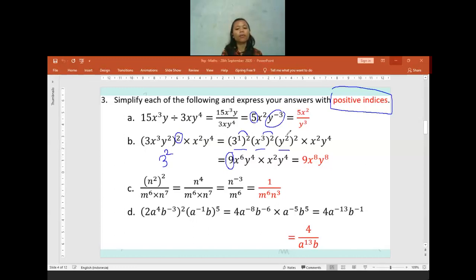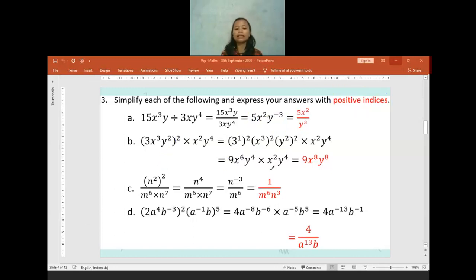For the y to the power of 2 to the power of 2, a power with power is times, so it will be y to the power of 4, times x to the power of 2, y to the power of 4. After that, we simplify number times number, letter times letter. We only multiply the letters with the same base. In indices, we can only simplify the terms that have the same base.